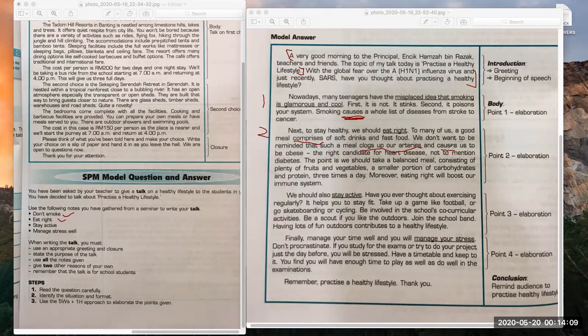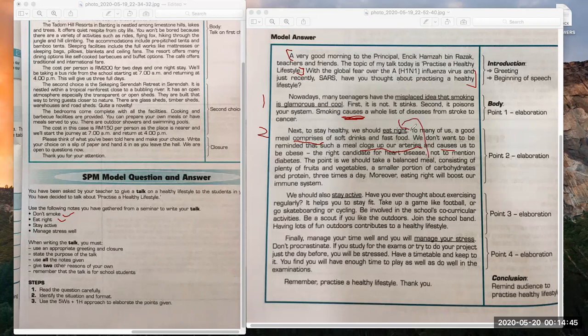Sometimes, but not always. Sometimes even if you're thin pun you get it, but this one, if you're obese, then the chances are higher. Okay, not to mention diabetes. Yes, okay, this one lagi senang. When you are obese, you tend to get diabetes easily. The point is we should get a balanced diet. We should get a balanced meal.